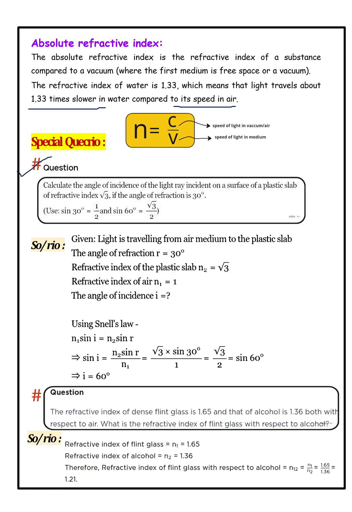Now here you have to calculate the angle of incidence. How to calculate the angle of incidence, and what is given? If you read the question again: calculate the angle of incidence of the light ray incident on the surface of a plastic slab of refractive index √3 if the angle of refraction is 30 degrees.